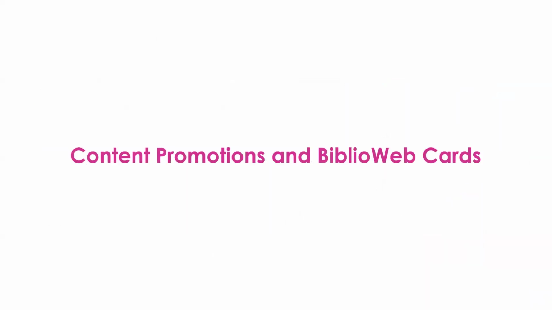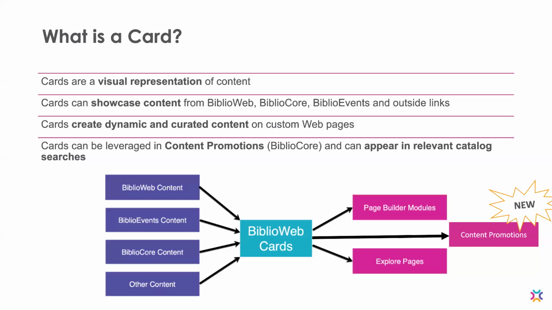Content promotions and BiblioWeb cards. So what is a card? For a quick recap, it is the representation of content, and you can build cards to showcase content from web, like a blog or a news post, from core, Biblio events, and even outside links, which is the custom card. And you can use these cards to make those dynamic and curated content feeds on BiblioWeb pages. And when you make the cards in web, we have the metadata, they show up in relevant catalog searches.